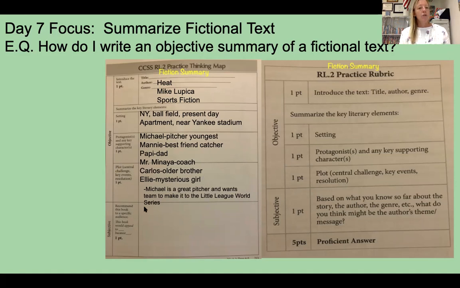Plot. So far, what do we know? We know that Michael is a great pitcher, and he wants his team to make it to the Little League World Series. We don't know a whole lot more than that. Maybe he wants to get to know Ellie. I don't know. And then down here it says, do we recommend the book? And we also want to think about that theme, author's theme or message. Okay, so we're going to listen to chapter 4 today. We'll add to it if we need to about some things we learned in chapter 4.